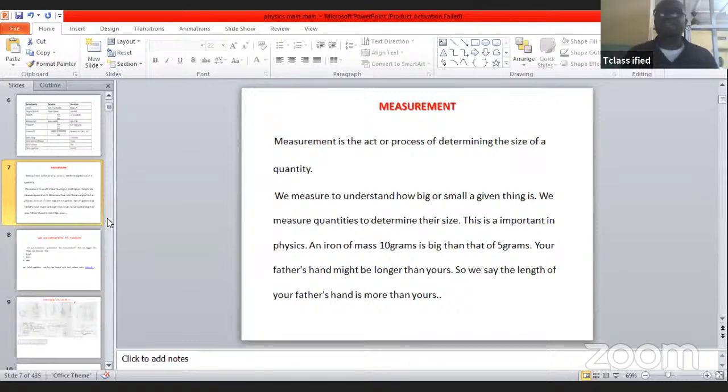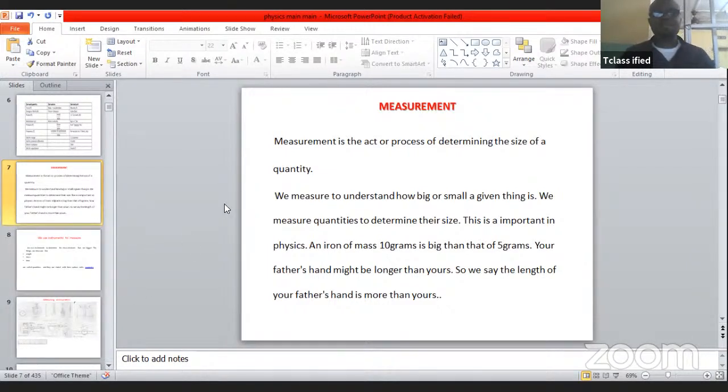So measurement is very, very important because without measurement, you cannot even quantify the size of your length, the size of your mass, or the size of the time. You need to use measuring instruments to measure. So what are the quantities that you measure? You can measure length, and in measuring length, you use meter rule. You can use micrometer screw gauge. You can also use a vernier caliper, depending on the size of the length you're measuring. If you're measuring time, you simply use stopwatch. And if you're measuring mass, you can use the beam balance.